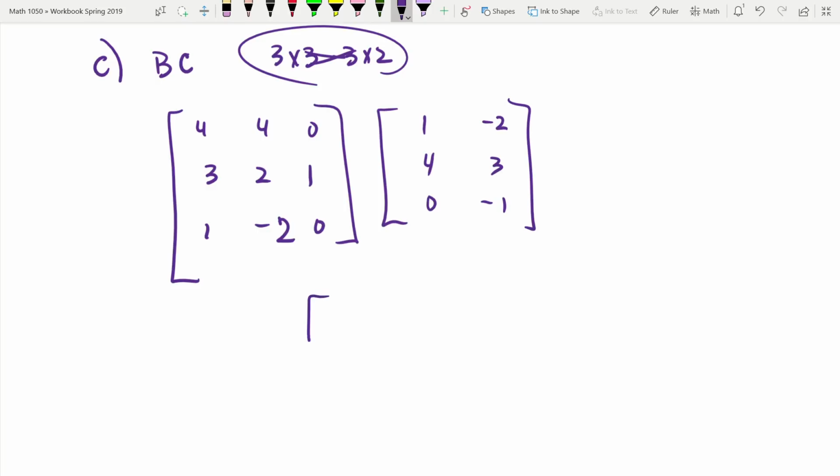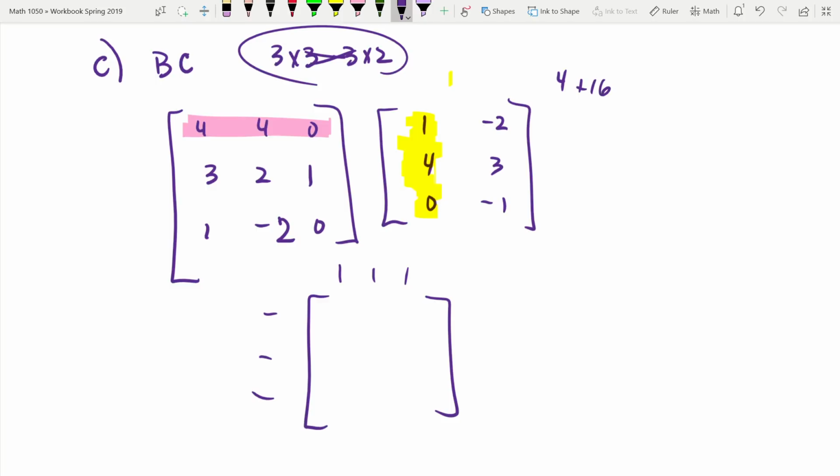I'm going to come down here, and I know my answer is going to be 3 numbers down and 2 numbers across. Okay, so this guy over here is always rows. This guy over here is always columns. Okay, so the 0 right here that's highlighted in pink comes down. So you go 4 times 1 is 4, 4 times 4 is 16, 0 times 0 is a 0, 16 plus 0 is a 20. It goes in that top left corner.